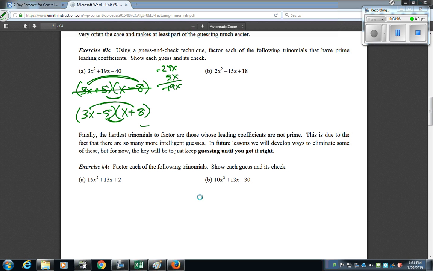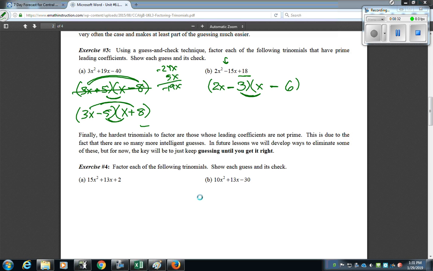And then for B, it's 2x squared. So again, similar. So I'm going to need a 2x and x. Now I'm thinking about my last number, which is 18. I'm going to try 6 and 3. I look and I see that middle term is negative. So that means that, okay, we got to have the same sign. So in this case, these both are going to be negative signs.